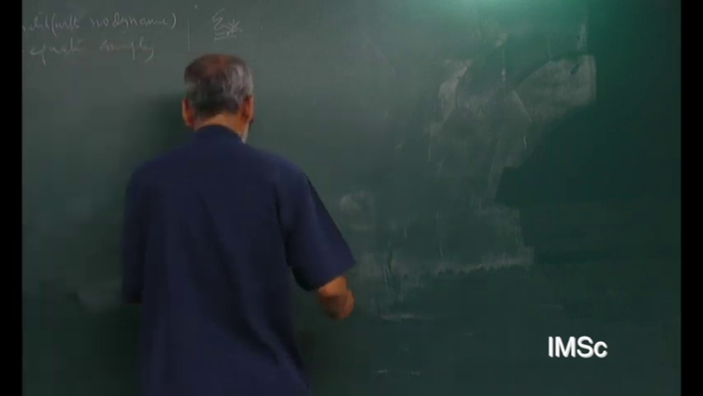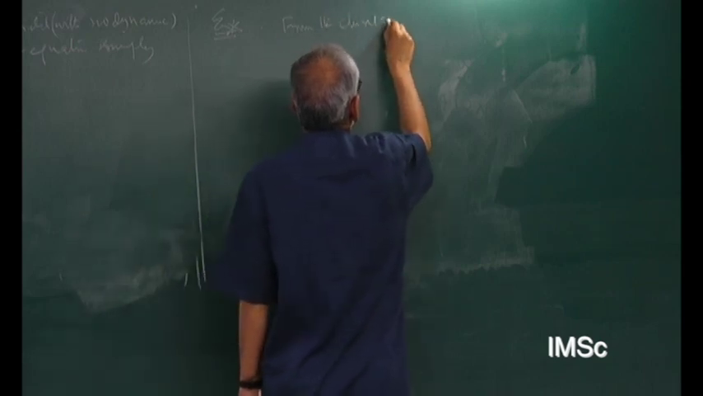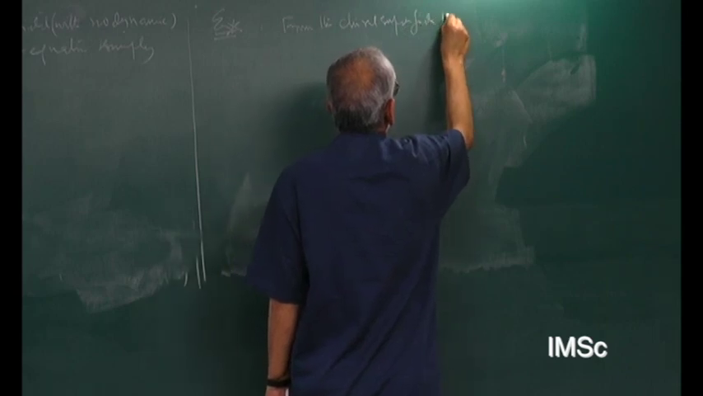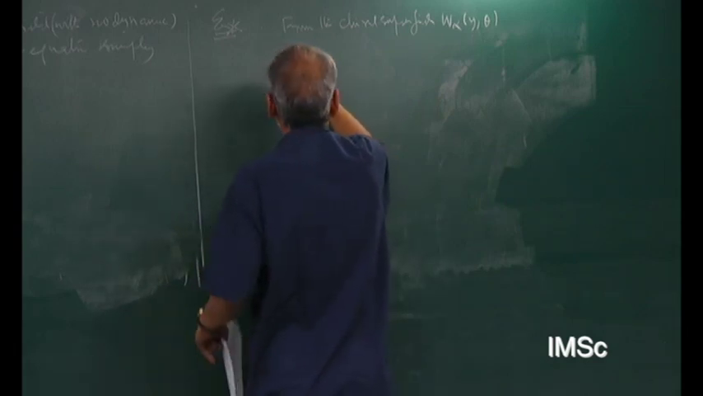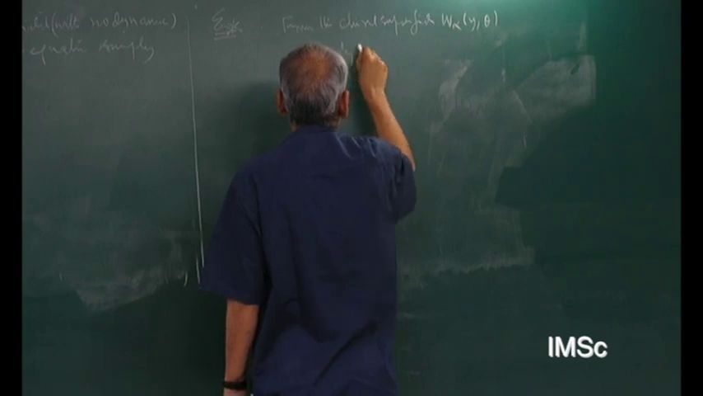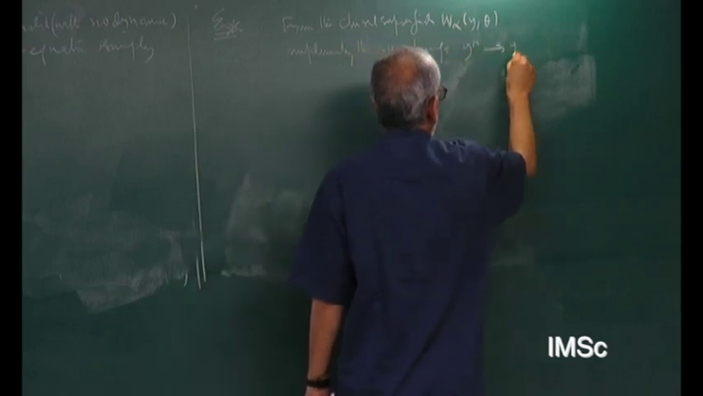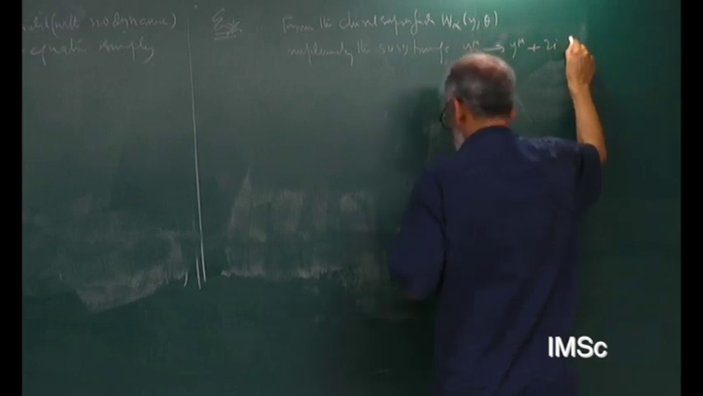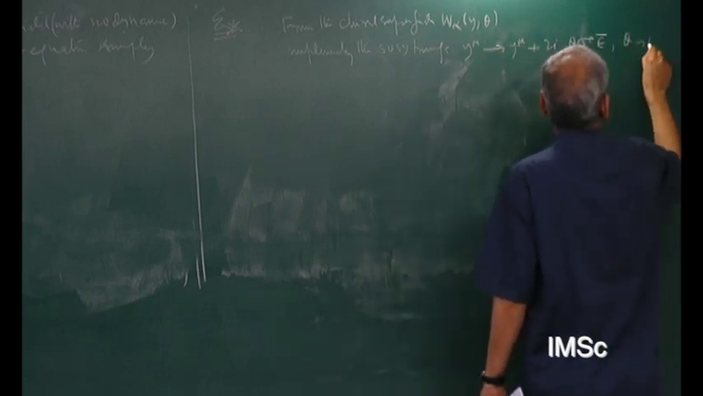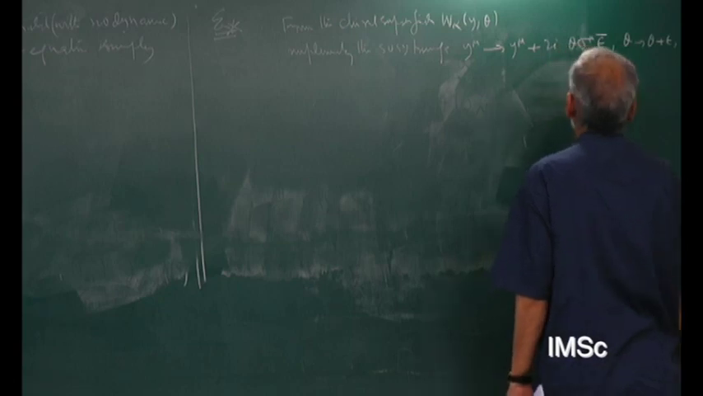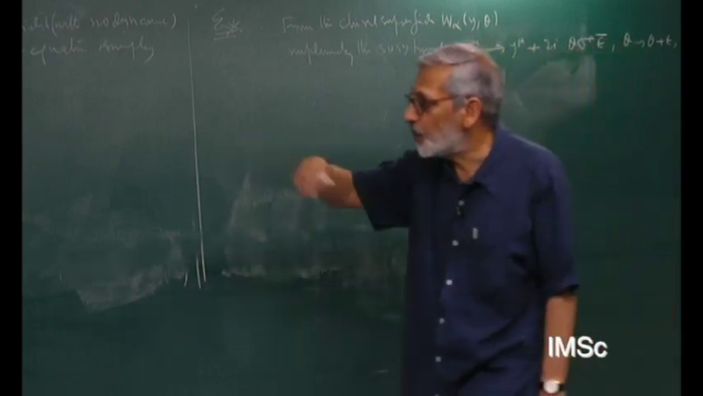So that is an exercise from the chiral superfield W_α, which is a function of y and theta, implementing this SUSY transformation. y^μ under SUSY goes into y^μ plus 2i theta σ^μ epsilon bar, and theta goes as theta plus epsilon. I would write, yes, put that in it, and you have the W_α expansion which is still there.